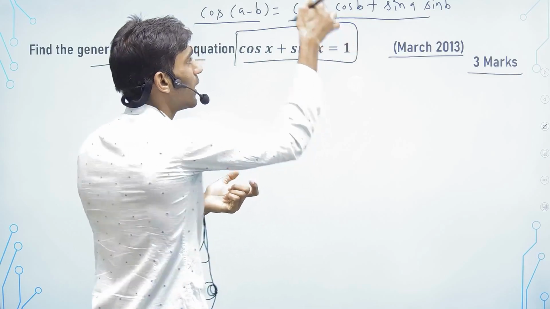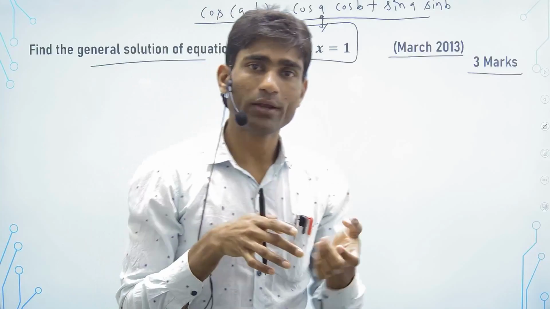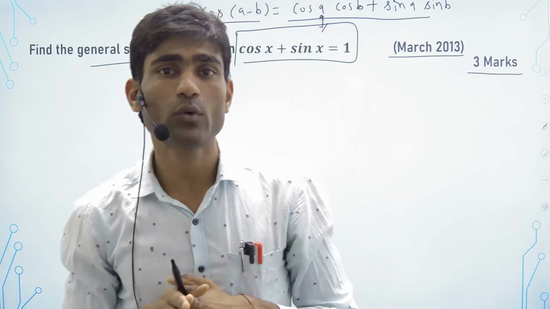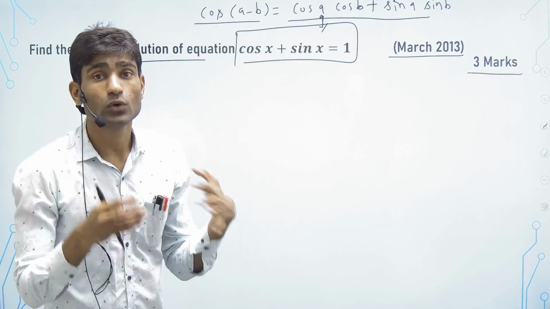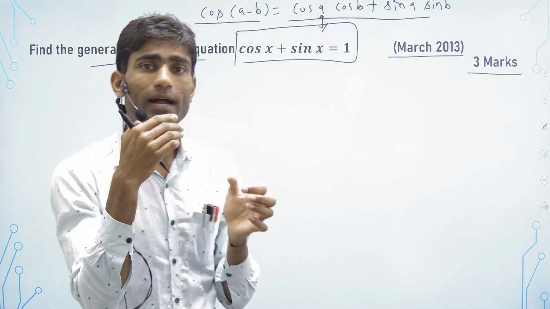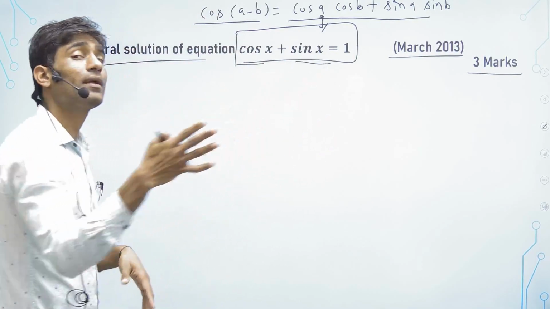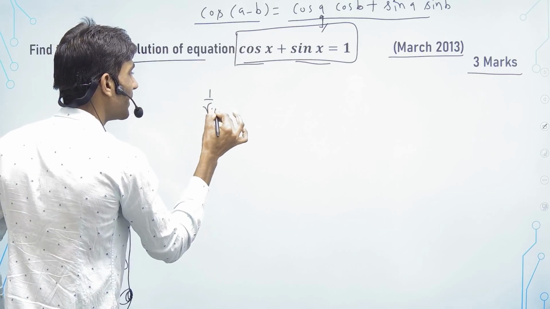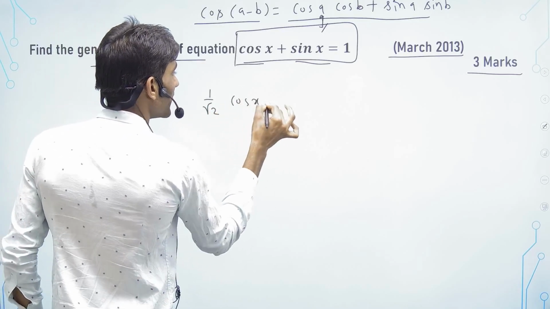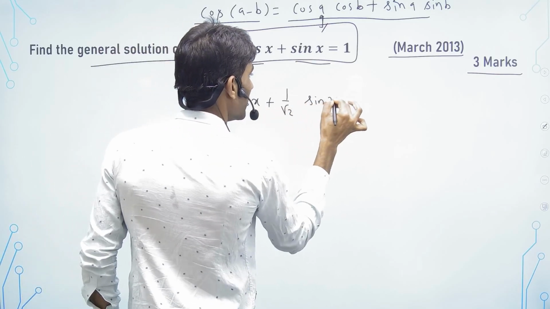So we have to equate this. As we know, sine and cos both have equal value at 45 degrees, that is pi by 4. So sin pi by 4 and cos pi by 4 have value 1 by root 2. If we want that value together with cos x and sin x, multiply 1 by root 2 throughout our equation. So we get the next step: 1 by root 2 cos x plus 1 by root 2 sin x, which is equal to 1.